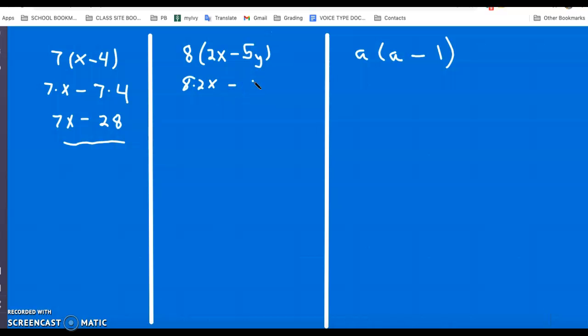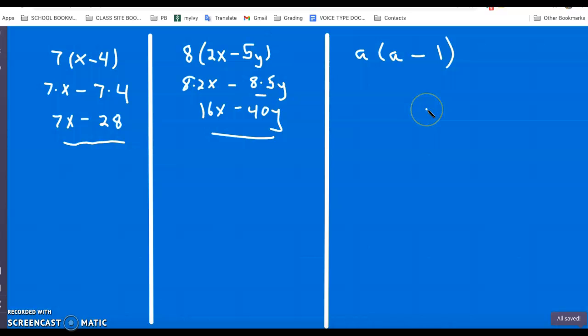Okay, so over here, we're going to multiply this by 2x, and then we're going to put the subtract sign down, and we're going to multiply 8x. We're going to distribute the 8 to the 5y. And so we're going to get 16x. 8 times 2 is 16. Okay, now 8 times 5 is 40y. Now notice this is your distributed form.